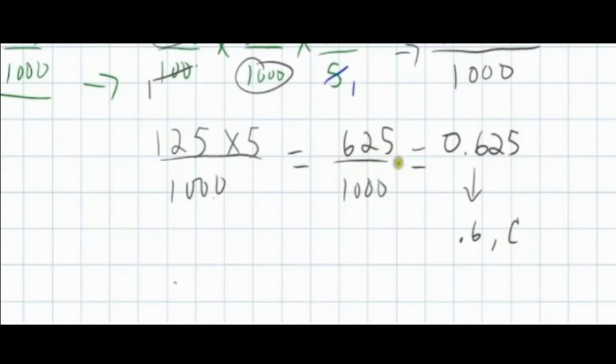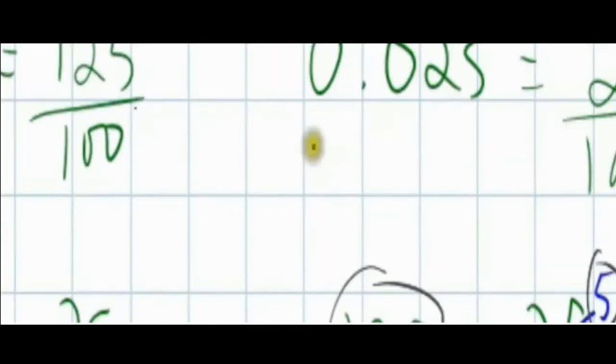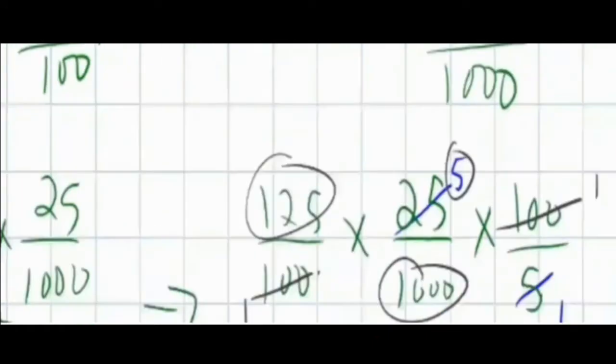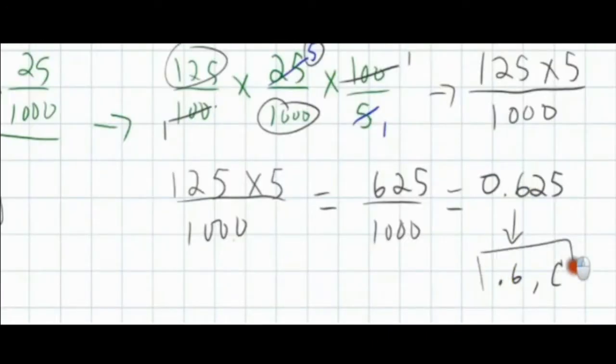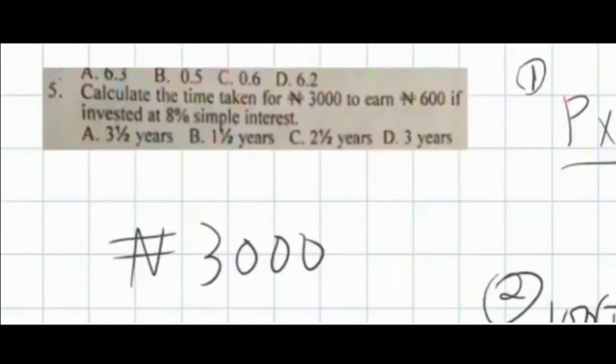All you're left to do is some simple math of 125 times 5, which is 625, over 1,000, which is just 625 thousandths. So you can put in your decimal, and it's 0.625. But remember, they asked for 1 decimal place. So you simplify it down to just 0.6.